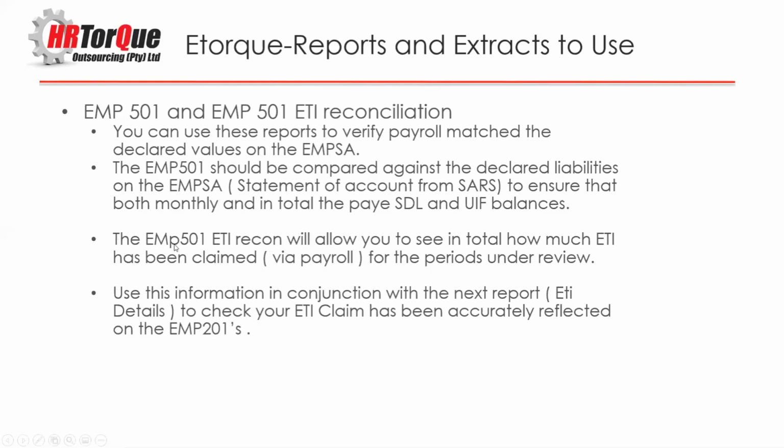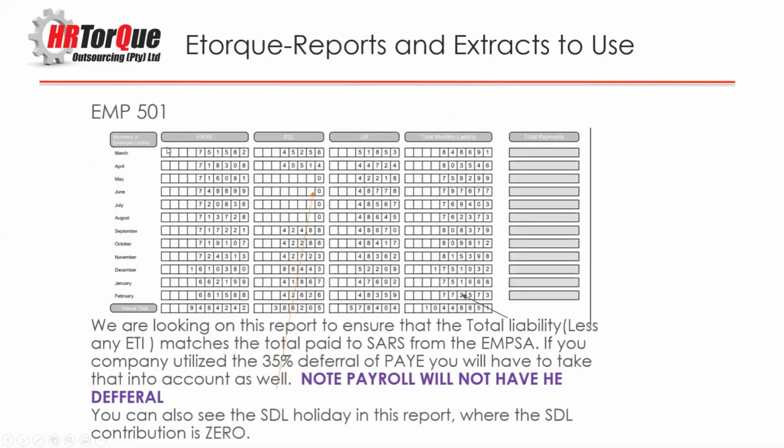Also, you can use the 501 ETI recon to see the total amount of ETI being claimed by payroll for the periods. You can use that with the ETI detail that will come up next week, and then verify your claim based on those two. It should be accurately reflected on the 201s, and if it has been accurately reflected on the 201s, it will be accurately reflected on the EMP501 that's been extracted from the system.